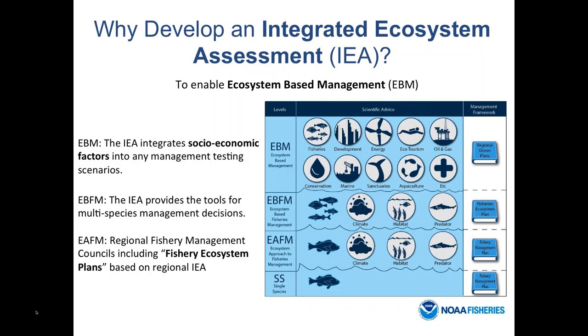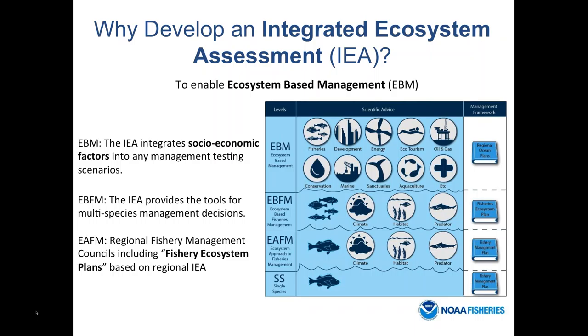So think of the IEA as the science needed to move from single stock assessments to a more integrated approach, and you work your way up this ladder. You bring ecosystem consideration into fishery management through the ecosystem approach to fisheries management. Then you move up to ecosystem-based fisheries management. And finally, when you bring in the whole scope of human dimensions as well, as they are both beneficiary and also influence on fisheries, you get towards ecosystem-based management.